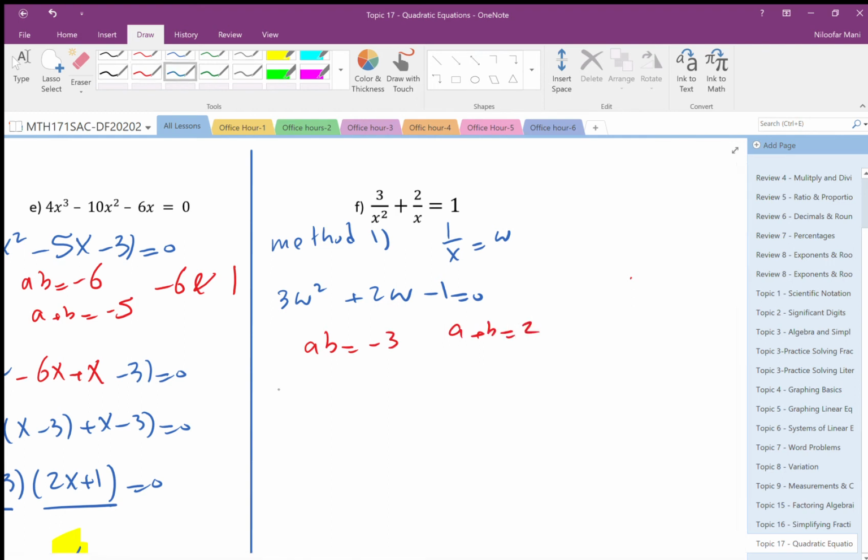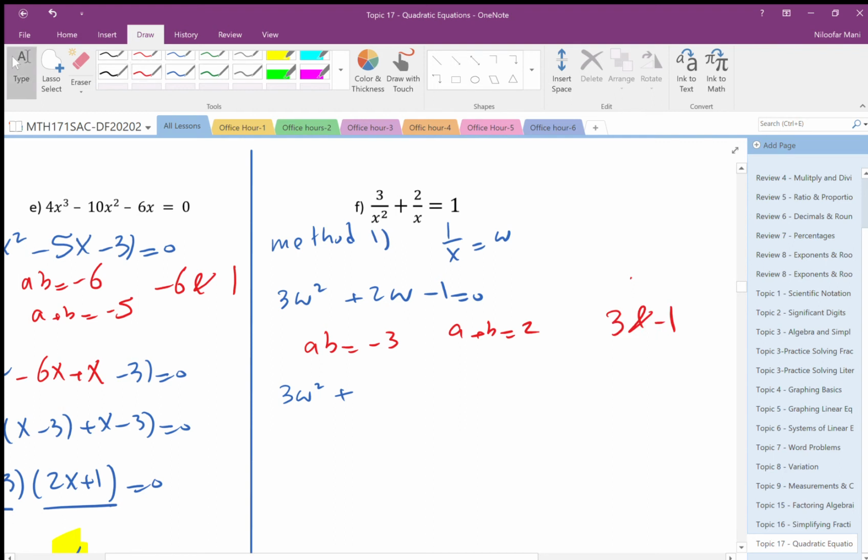Okay, so 3w squared plus... first I have to find those numbers. Minus 3 when I multiply: 3 and minus 1. If I multiply them, minus 3, if I add them, 2. Yes.